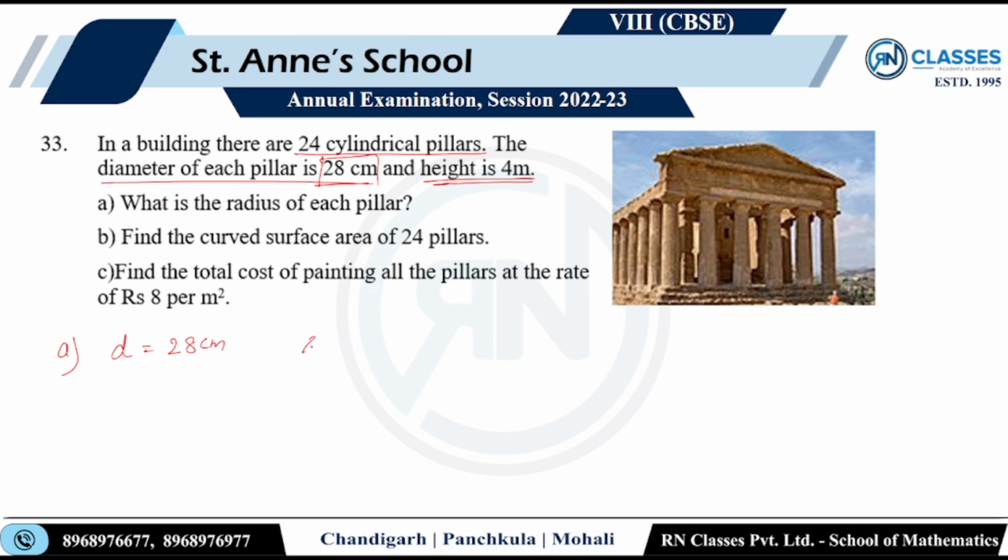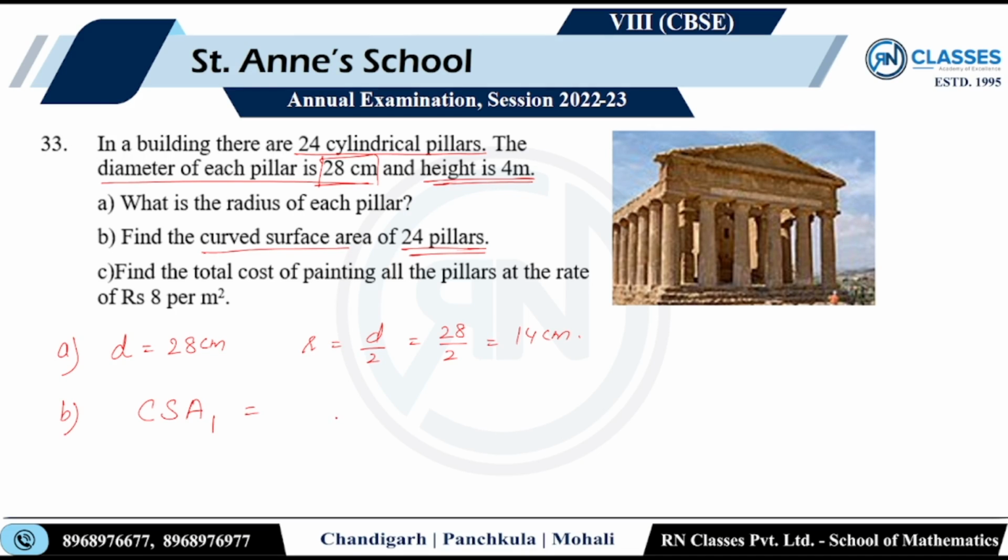So I can find the radius. That is quite simple. Diameter by 2. So 28 by 2, which is given to be 14 centimeters. Quite simple. Now let's go to part B. Find the curved surface area of 24 pillars. I will first find the curved surface area of one pillar.